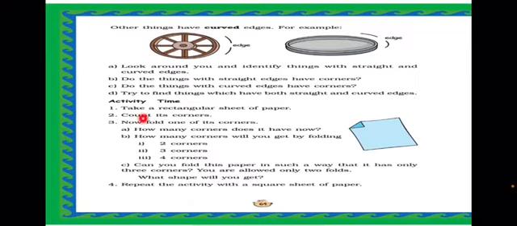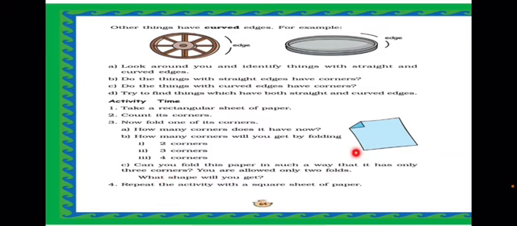Now activity time. You need to take a piece of paper and do this activity. Take a rectangular sheet of paper, count its corners. Now fold one of its corners. How many corners does it have now? How many corners will you get by folding? So here, first there were 4 corners. Now can you fold this paper in such a way that it has only 3 corners? You are allowed only 2 folds.